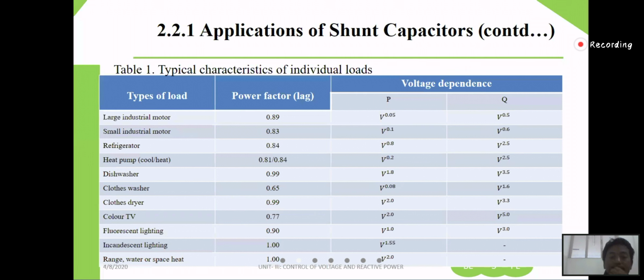So for example, a large industrial motor will consume or absorb the reactive power, so it will have a lagging power factor. The general one I have given is 0.89. Okay, so this is general, and it will also depend on the voltage, both active and reactive power.